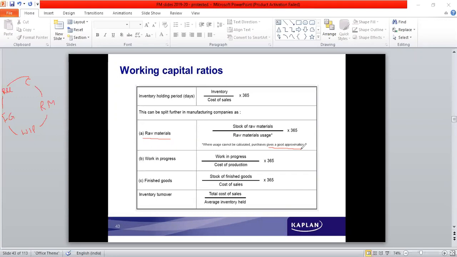Then the second part of it is work in progress or work in process. So work in progress divided by cost of production into 365. Finished goods is stock of finished goods divided by cost of sales into 365. Then inventory turnover is total cost of sales divided by average inventory held.